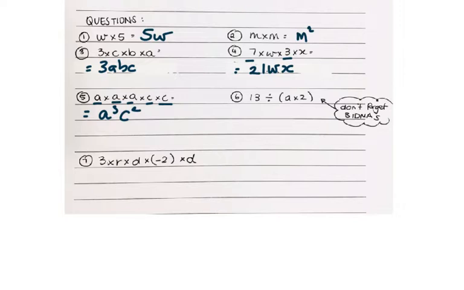The next one here is 13 divided by bracket a times 2. The first thing I'm going to do is write it as a fraction. And then we're going to do BIDMAS, which says that we have got to do our brackets first. So 13 divided by 2a. And that can't be simplified any further, so I'm just going to leave it at that. The last one, we're going to multiply our numbers first. So 3 times negative 2 is negative 6. Then I've got d times d, which is d squared. And lastly, r.